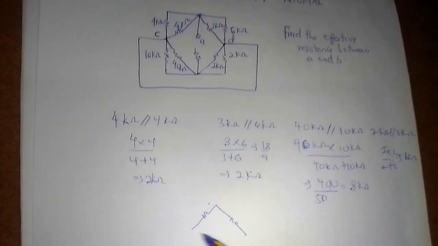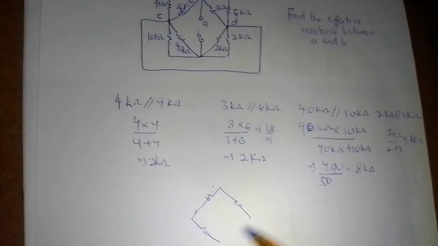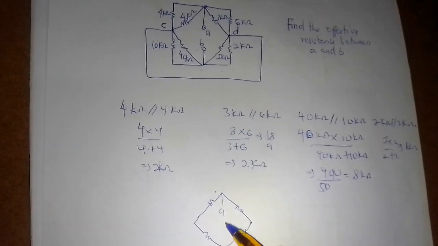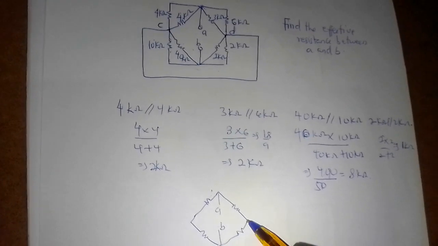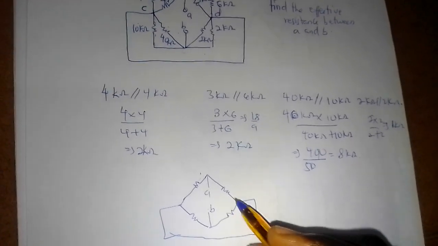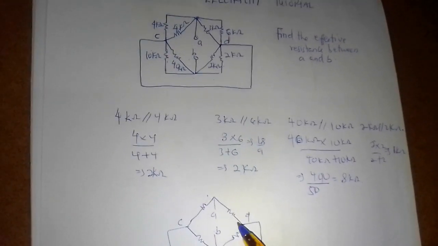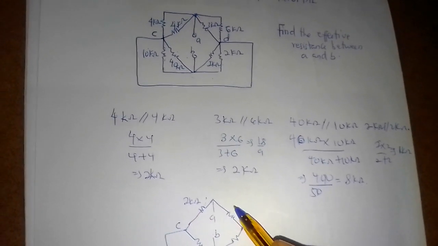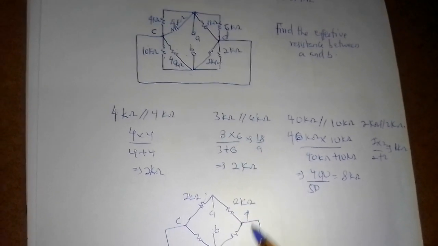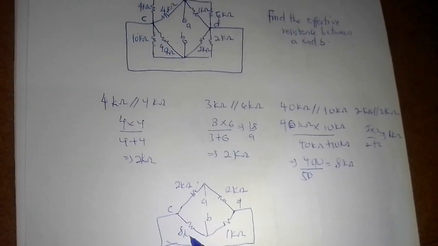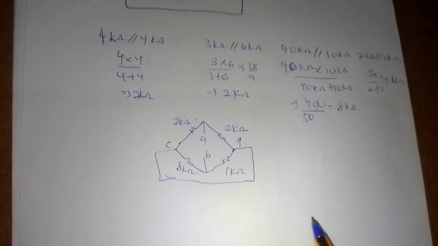Watch carefully. I'll have my A here and my B here, as well as my C and D. Here will be my D, here will be my C. So at this point, I had the 4 and 4, I had 2 kilo ohm, 2 kilo ohm here. This place, there and 6, I had 2 kilo ohm. Then this place, 2, 2, I had 1 kilo ohm. This place, I had 8 kilo ohm. At this point, that we've compressed, we are now having a settled bridge circuit.